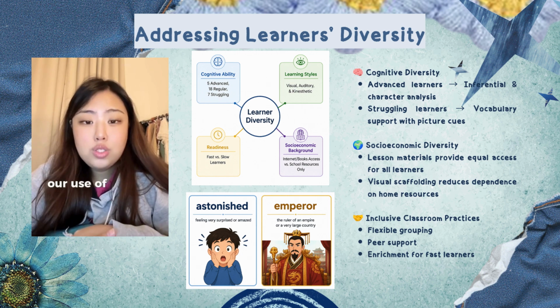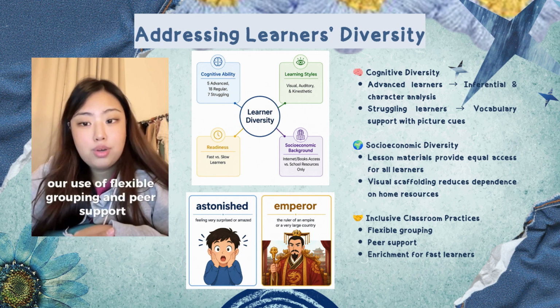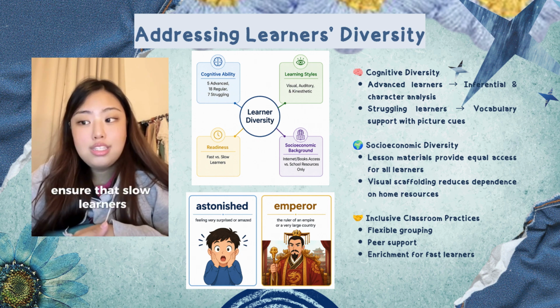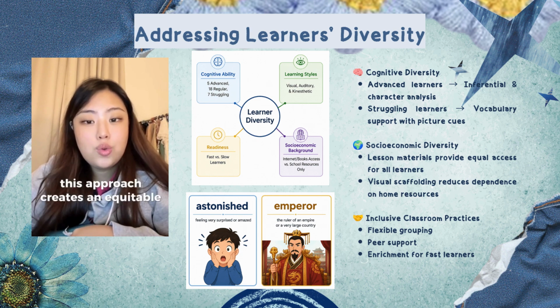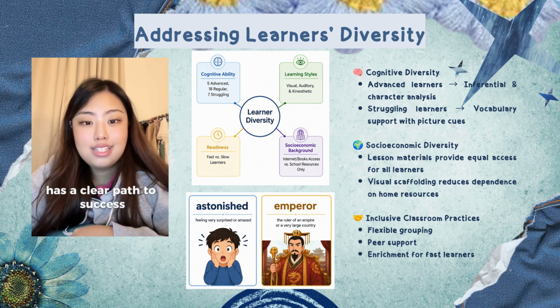Finally, our use of flexible grouping and peer support ensures that slow learners receive the time and guidance they need without feeling isolated, while fast learners remain engaged through enrichment activities. This approach creates an equitable classroom where every learner, regardless of their starting point, has a clear path to success.